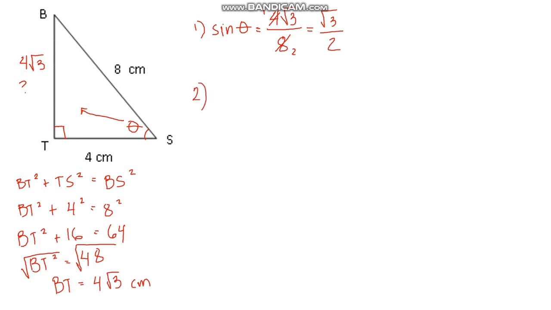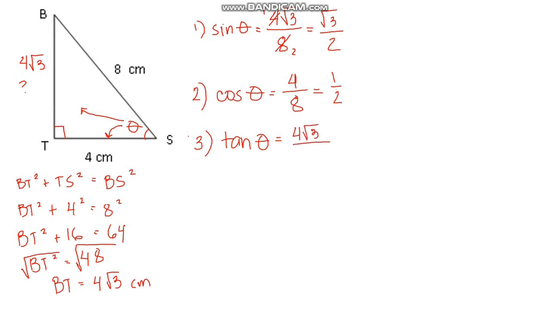So next, let's solve for the cosine of the given theta. It's now adjacent over hypotenuse. So the adjacent side is 4, hypotenuse is 8. So 4 over 8 can be simplified as 1/2. Next, let's have tangent theta. So the tangent of the theta is opposite over adjacent. So it's 4 square root of 3 over 4. So you can still simplify this, cancel out 4. So we have square root of 3.